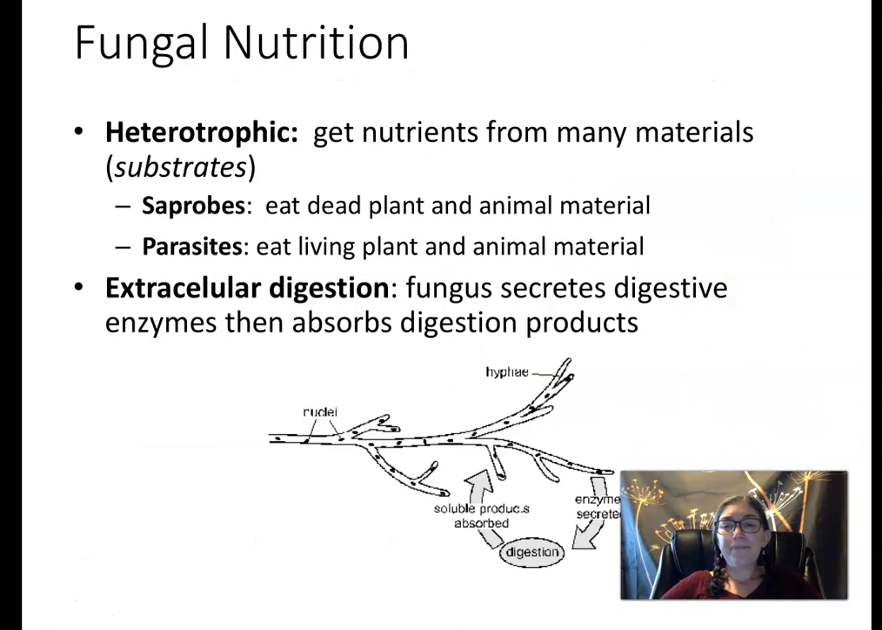Here's what I was talking about before about fungal nutrition. Fungi are heterotrophic, meaning they can eat lots of things. They can be saprobes, which means they digest dead stuff, or they can be parasites and eat living things. They have this neat method of extracellular digestion where they secrete their digestive enzymes and digest basically outside of their cells, and then they absorb the nutrients. Other organisms in the vicinity can also absorb those nutrients as well. So fungi are like good friends to have in the microbe world because they share their food.